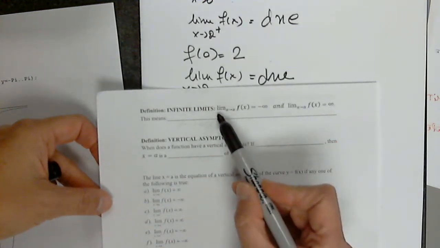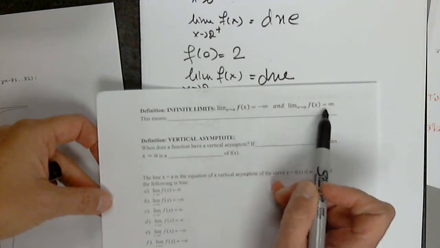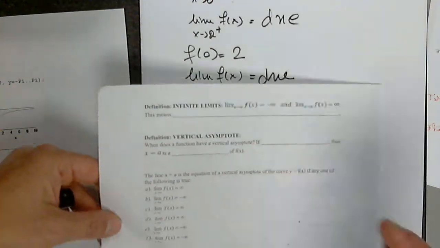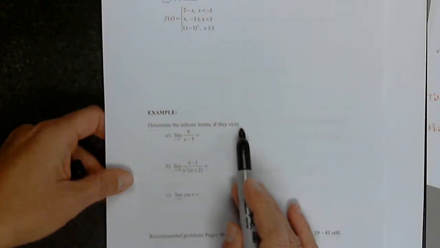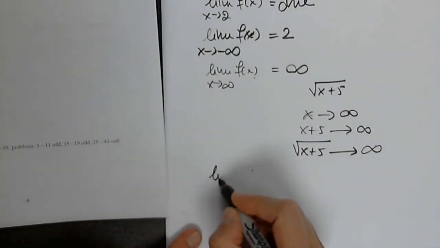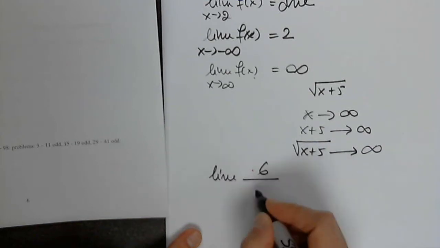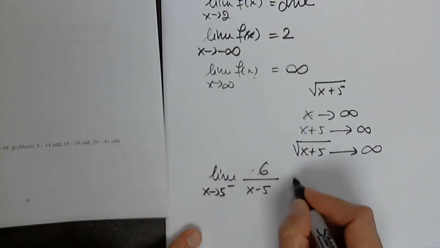So these are the infinity limits, and I would like to stop for a second and look at some problems. And my problems are right here. Determine the infinite limits if they exist. So the very end. So let's look at the limit of 6 divided by x minus 5 when x approaches 5 from the left.